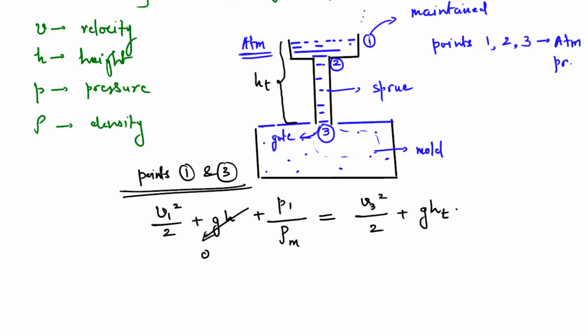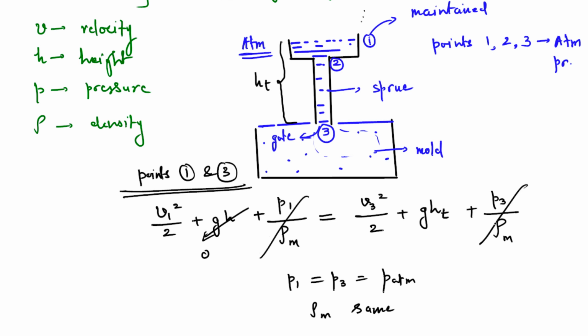So that is g times h total, plus the pressure. P1 and P3 are the same because they are atmospheric pressure, so P1 equals P3 equals P atmosphere. Rho is of course the same, because it's the same metal. What does that mean? The pressure terms and the density terms will cancel out.